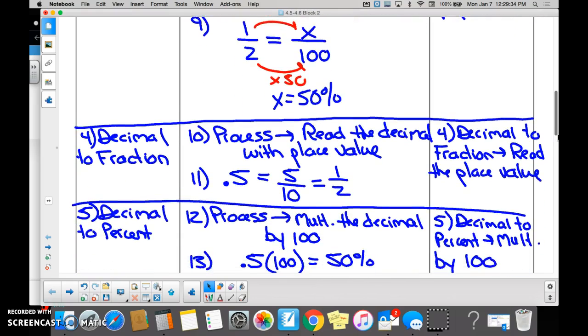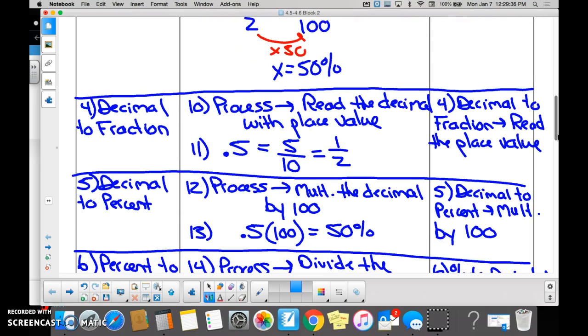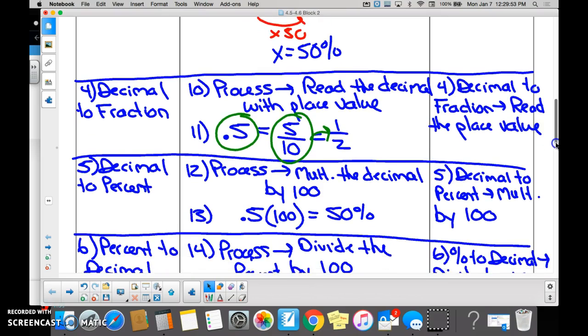How do you go from a decimal to a fraction? Jocelyn, read that, or tell us, please. Read the decimal place value. Everyone read this decimal on the count of 3. 1, 2, 3. 5/10. There's your fraction, right? And then you just make sure you do what? Reduce. Good. How do you go from a decimal to a percent?